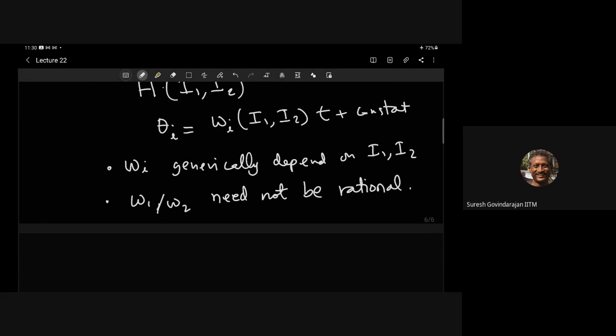Okay, so the first comment has to do with the fact that if you go back to the harmonic oscillator case, there we saw omega was a constant. It didn't depend on I. But we know that even if you go to a pendulum, once you go to large amplitudes, omega becomes a function of amplitude, etc. So then it will depend on I. Okay, so that's this statement. The second statement is more interesting. It says omega 1 by omega 2 need not be rational.